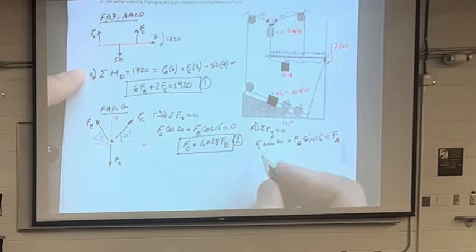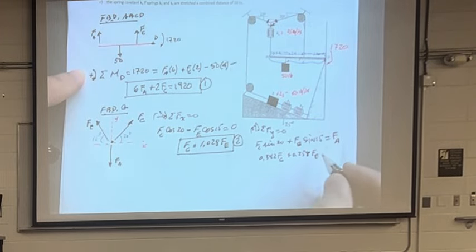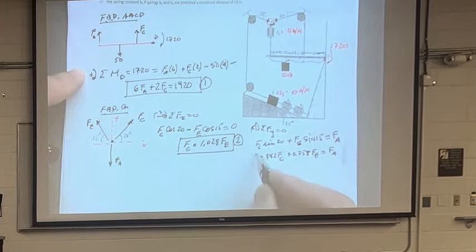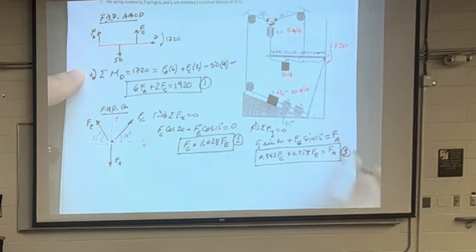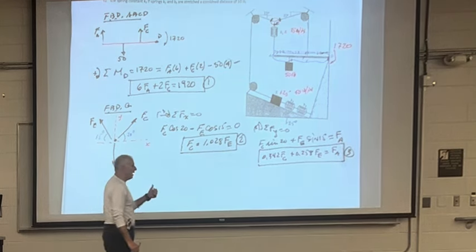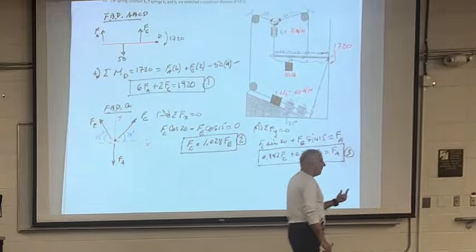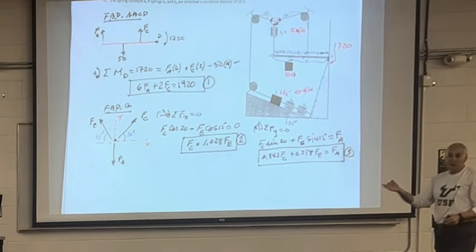This is 0.342 FC plus 0.258 FE is equal to FA. Now, please note, what do I really have now? Unknowns: FA, FC, FE. I have 3 unknowns. How many equations do I have? 3. I proceed to solve this.